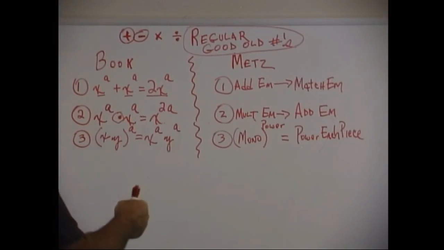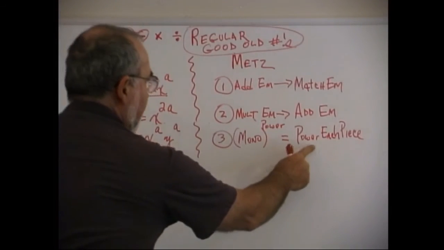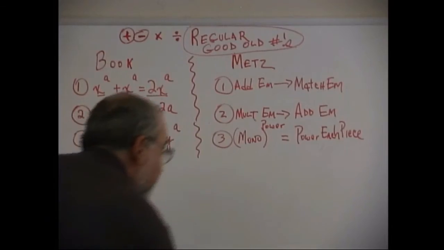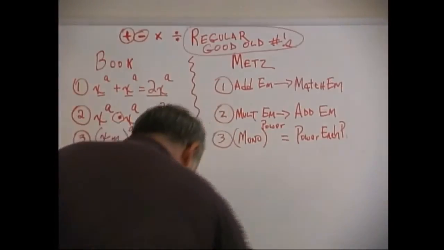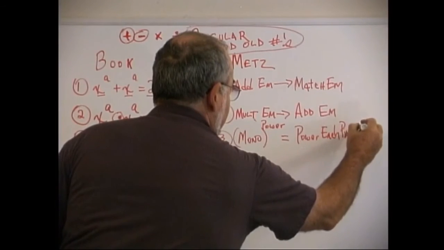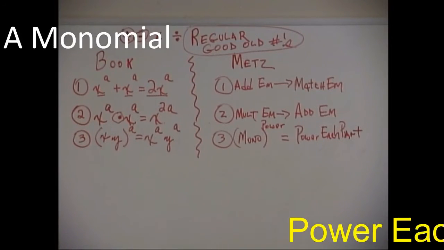So basically what you got to do is, if you got a monomial and you're raising it to a power, you got to power each piece. You got to power each part of the monomial. Maybe I should call it part, since I've called a monomial piece before. So basically, how do you do it? To raise a monomial to a power, you got to power each part. Now let's try that out.